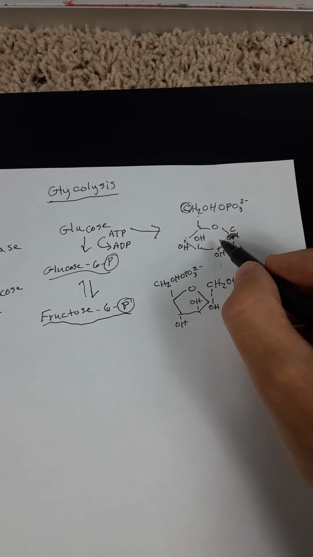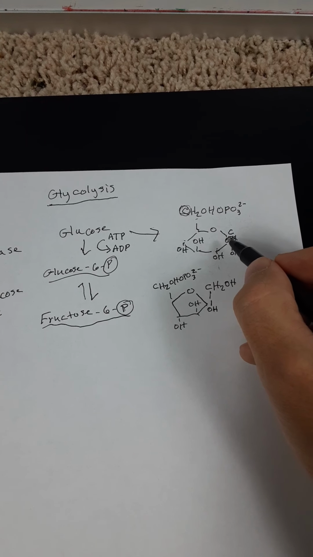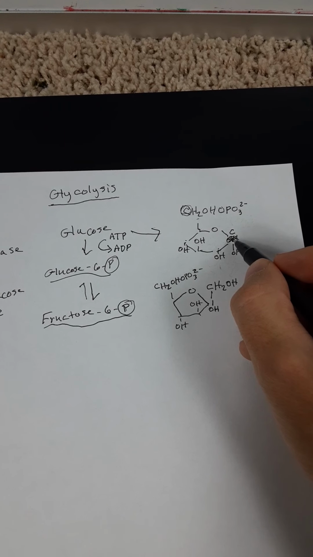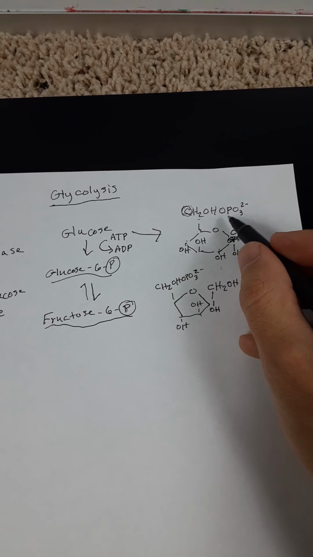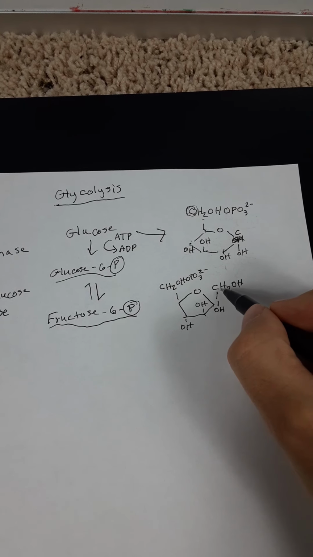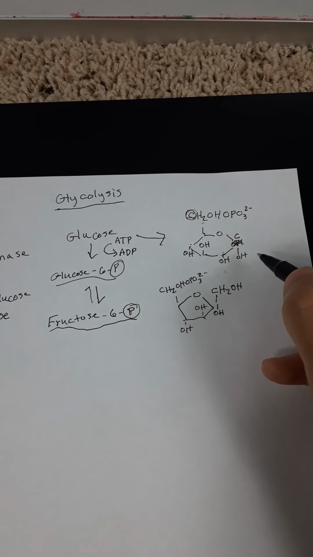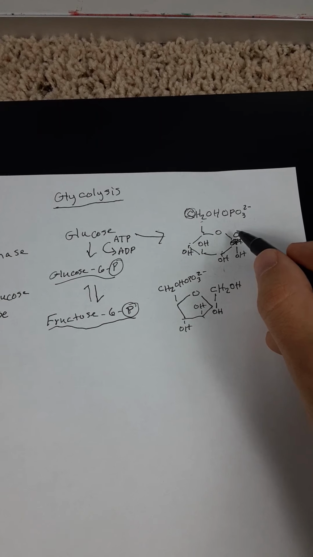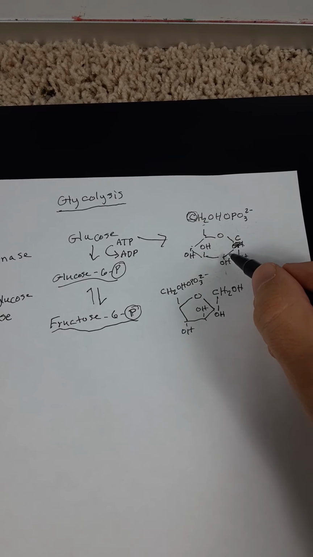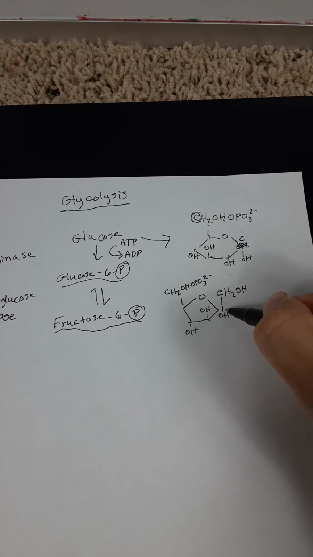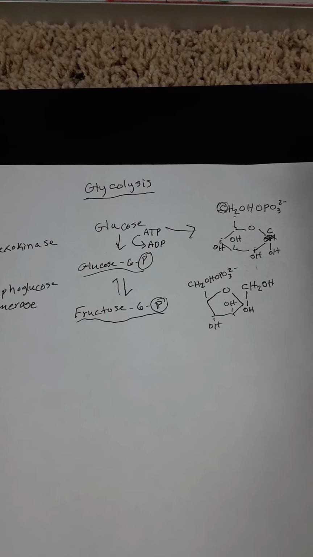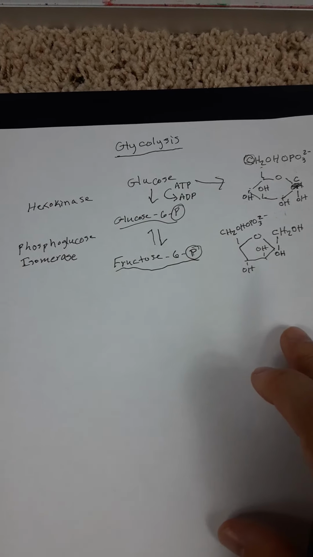What this is going to do is this structure is going to change by opening up and bringing the carbon on the outside of the structure. And that's where this carbon comes from. This is going to open itself up, the carbon is going to come on the outside, and then it's going to close itself back in over here. And that's where you get this OH here. So then it becomes fructose 6-phosphate. Now that's a different kind of sugar.